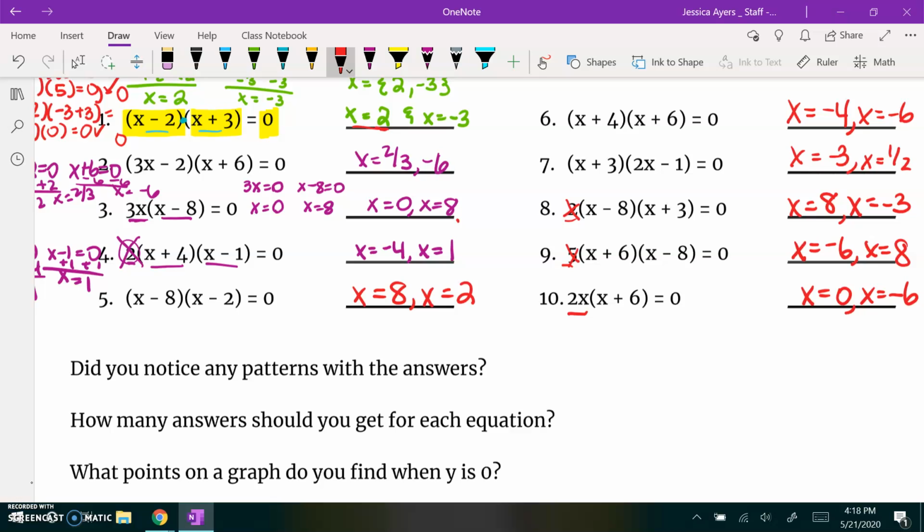For each equation, you should be getting 2 answers because there were 2 factors that equal to 0. You'll find that with quadratic equations, a lot of the time, you will get 2 answers. Sometimes there's only 1, and sometimes there are none, but in here, most of the time, we will have 2. And then when you find points on the graph and you get y is equal to 0, remember that's your x-intercepts. So really what we're finding here are our x-intercepts, if you wanted to think about it that way.